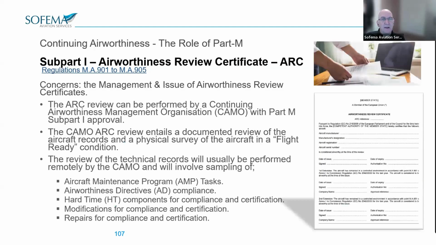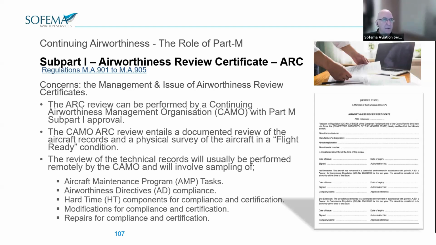Subpart I is a primary CAMO function, and it relates to airworthiness review certificates, or ARCs. The ARC is a certificate of airworthiness which is non-expiring but is validated annually with the airworthiness review certificate. An ARC review is performed annually, and a full in-depth ARC takes place every third year. So the ARC review can be performed by qualified personnel in the CAMO who have the Part M Subpart I approval.